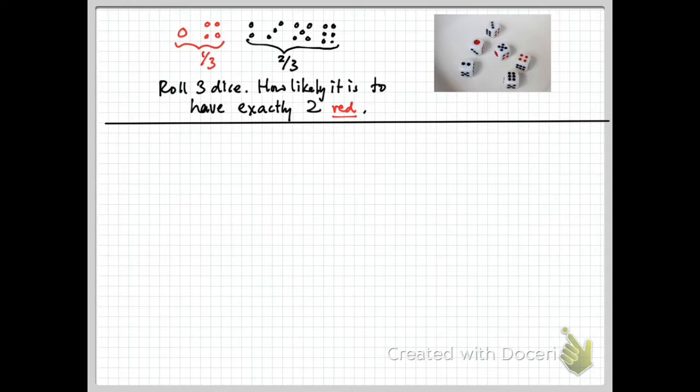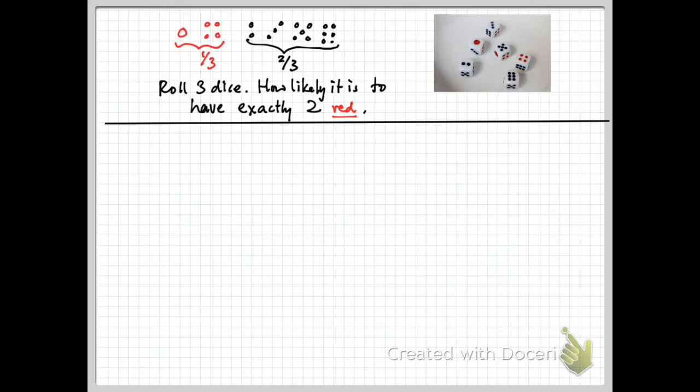So in other words, if the die is fair, then you can have 1/3 probability to have a red, 2/3 probability to be a black result. Never mind the number, we just look at the color. So now we roll 3 dice. This kind of die, we roll 3 of them. How likely is it to have exactly 2 of them red color? Exactly 2 of them, they are red color.